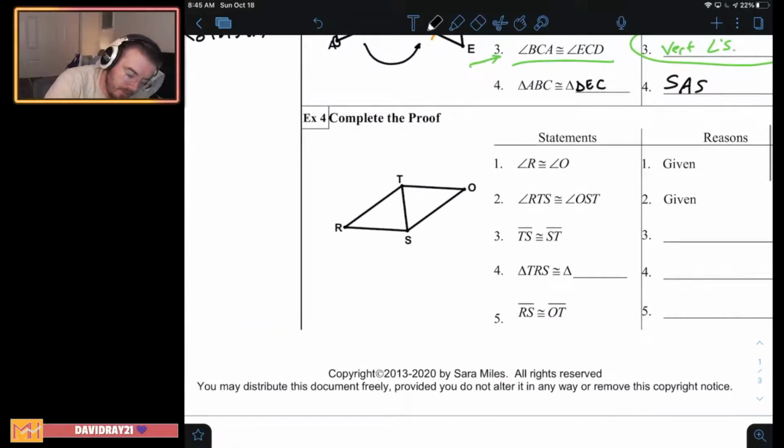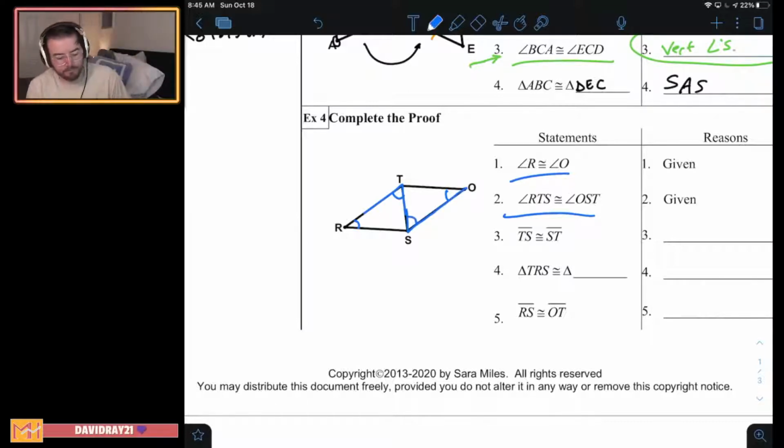So we are given that R is congruent to O. And we are given, I'm going to do them both in blue since they're both given, RTS is congruent to OST. So we got a couple of angles. I'm going to do two arcs, right? Because it's a different angle, right? So you betcha we're going to do angle, or angle side angle, one of those two things.